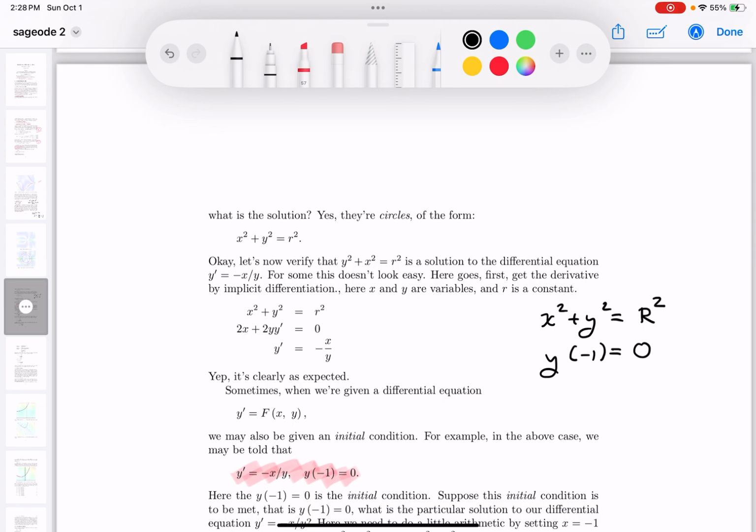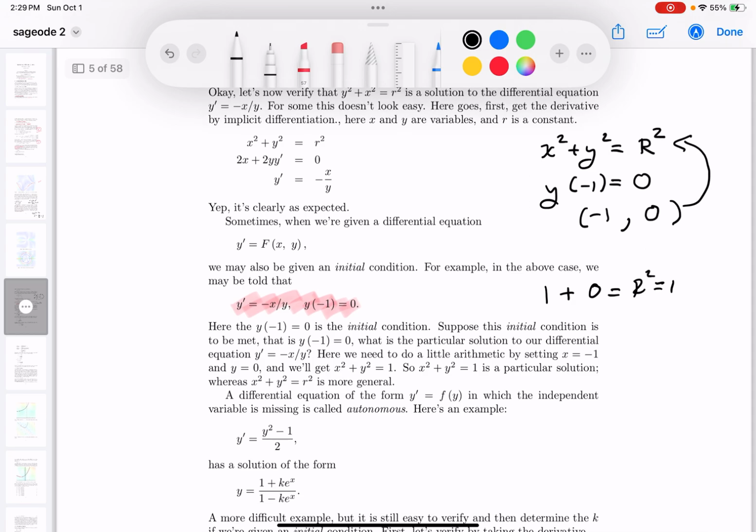Now someone says, what does this say to me? It says there's a point. What's the point going to be? y would be 0 when x is minus 1. Let's plug this in here and try to figure out what r is. What do you get there? Well, x squared would give you 1, plus y squared would give you 0. So I know r squared is equal to 1. So we get a solution over here. Let me write that down for you. The solution will be x squared plus y squared is equal to 1.